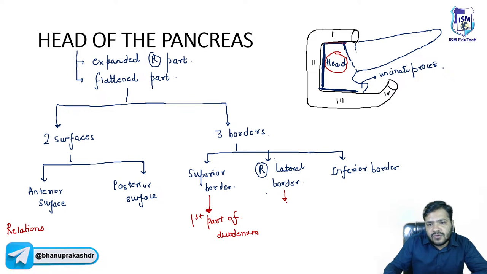Right lateral border mein dekhoge, we have the second part of duodenum. Very good beta, it is the first part of the duodenum. Second part of duodenum. The right lateral border, we have the second part of the duodenum.